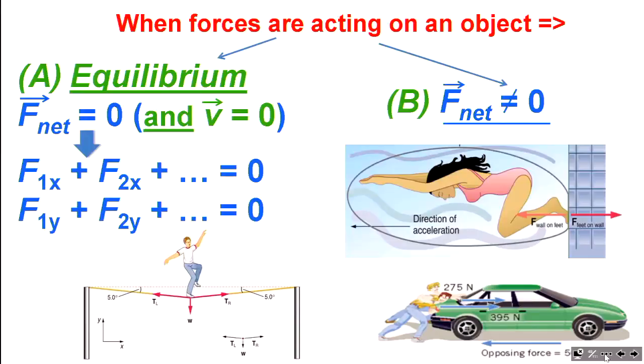Now, in general, we have two situations. Situation number one, when an object is at rest, even when forces are acting, it's not moving. We call it equilibrium. And in equilibrium, the net force must be equal to 0. And there's a situation number two, when the net force is not 0.